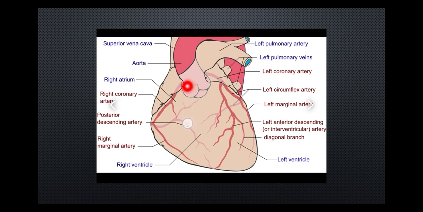On the right side, it is the right coronary artery that descends down, turns at the margin, passes backwards, and then branches off as the posterior descending artery. Now, before it does that, it gives off a branch, and this is called the right marginal artery. So, it's very simple, the right coronary and the left coronary. The right coronary gives off the right marginal and then passes backwards and gives off a branch, the posterior descending artery.